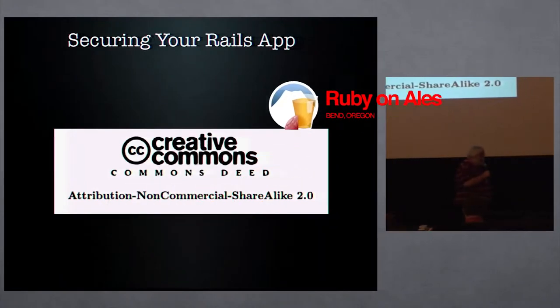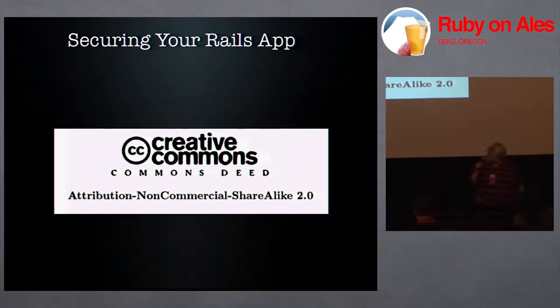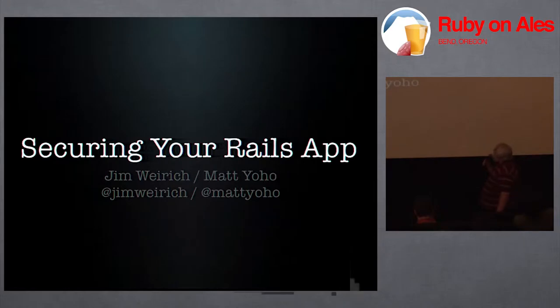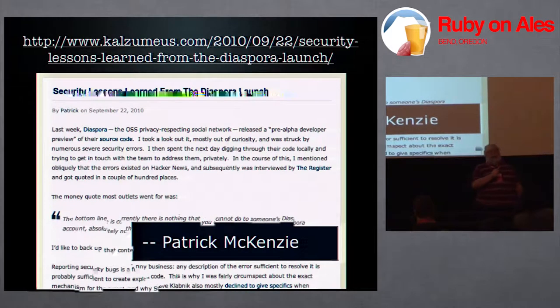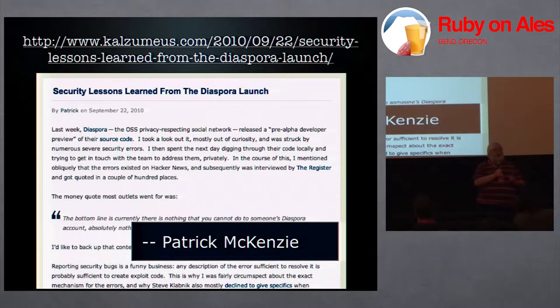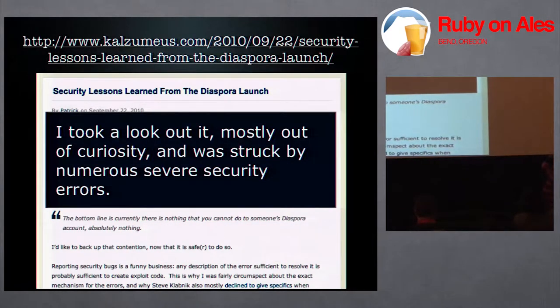I got interested in this a while back by a fellow who wrote an article. Patrick McKenzie took a look at the Diaspora Rails code. Diaspora is a Facebook replacement, and its emphasis is on privacy. It's designed to make sure that your private information is kept safe. So with that in mind, you'd think it would be a very secure Rails application. But as he looked at it, he was struck by numerous severe security errors.